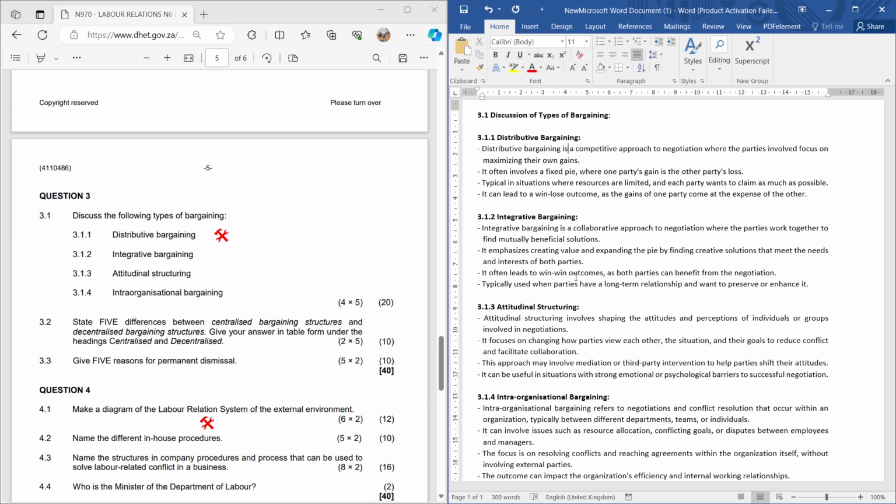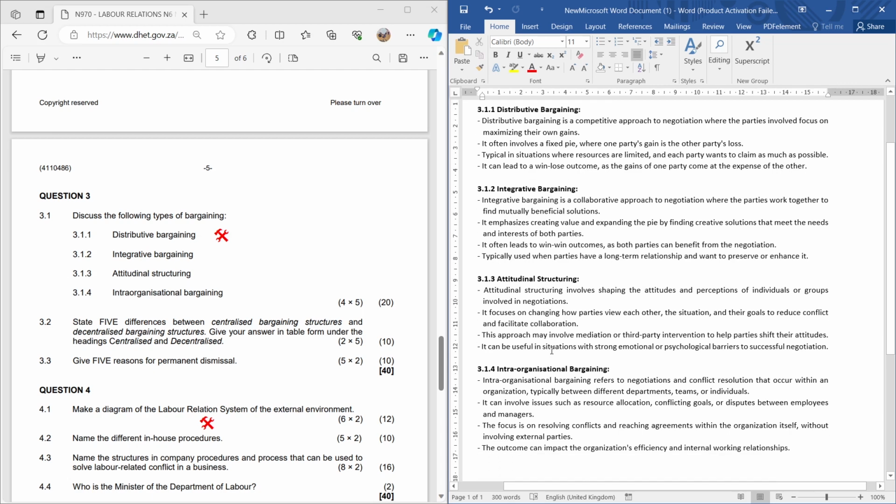Right, and we have another type of bargaining, which is attitudinal structuring. Right, so attitudinal structuring involves shaping the attitudes and perceptions of individuals or groups involved in negotiations. Right, it focuses on changing how parties view each other, the situation, and their goals to reduce conflict and facilitate collaboration. Right, this approach may involve mediation or third-party intervention to help parties shift their attitudes. It can be useful in situations with strong emotional or physical barriers to successful negotiation.